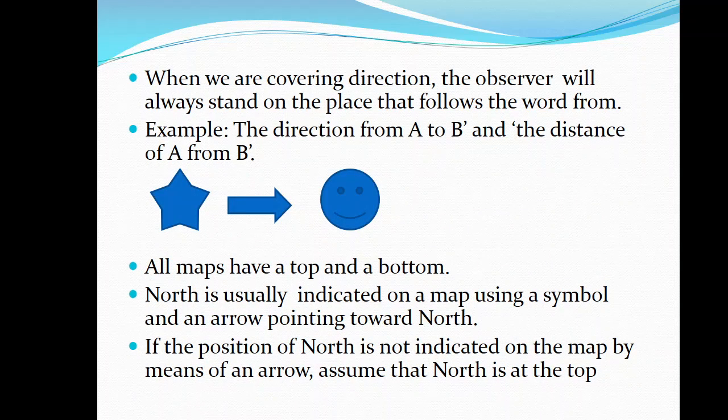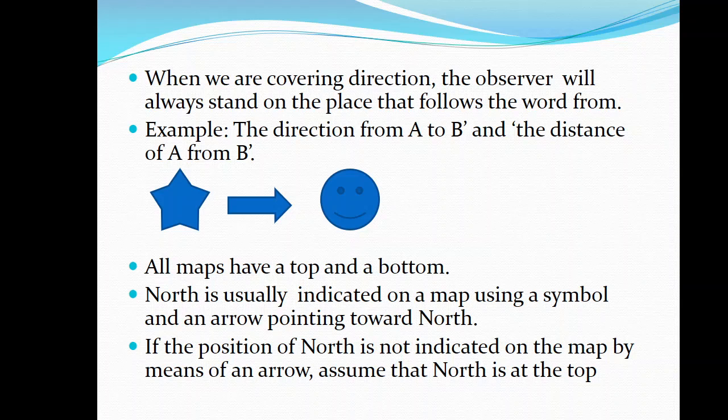When we are covering direction, the observer will always stand on the place that follows the word from. For example, the direction from A to B and the direction of A from B. In case of the direction from A to B, an observer will stand at A. From A to B, you have to stand at A so that you can give the direction of B. And the direction of A from B, in this case, you stand at B to find the direction of A.